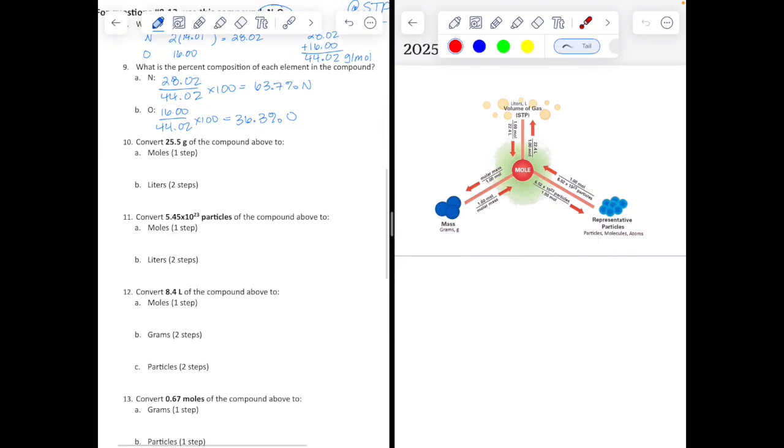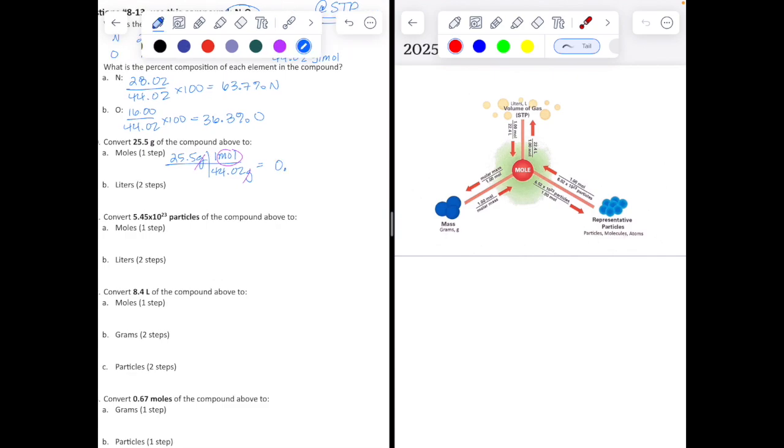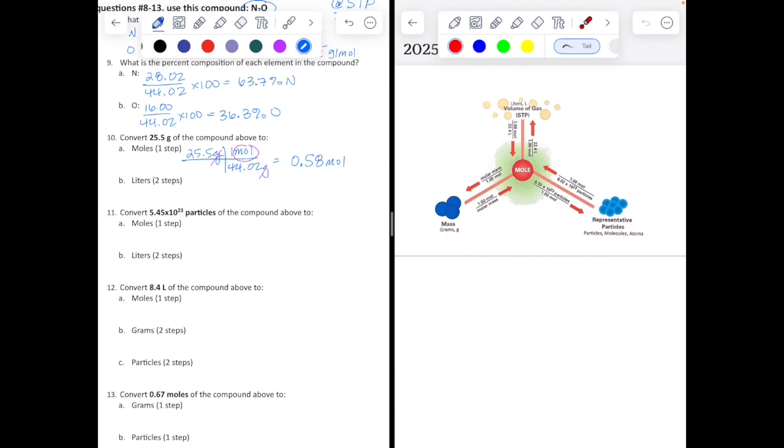25.5 grams to moles. So grams to moles. We just did that one on the previous page, so it shouldn't be too bad. We're going to use 1 mole over the molar mass. Set it up. Always start with the number in the problem. Grams are going to cancel. You'll end up with moles. So say 0.58. Just remember your rounding rules. If you're rounding, you should look to the next number to see if you need to round up or if it stays the same.